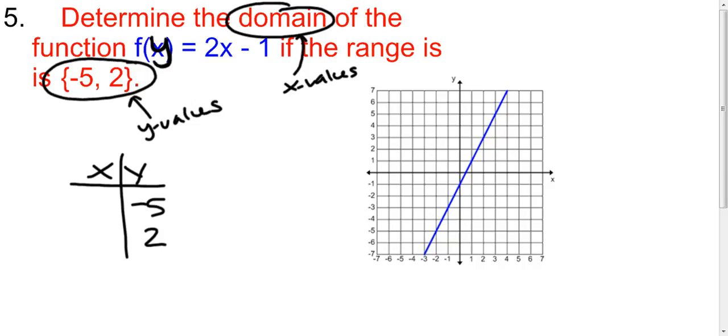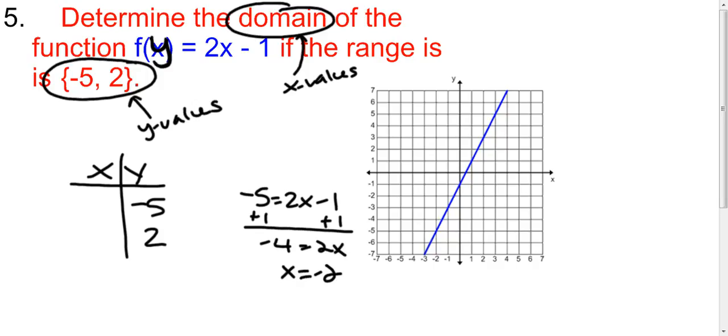Okay, and so I would go -5 equals 2x minus 1. If I wanted to plug it in, add 1. -4 equals 2x. And so x is -2. And you can also see that from the graph. And that one's actually off the graph.